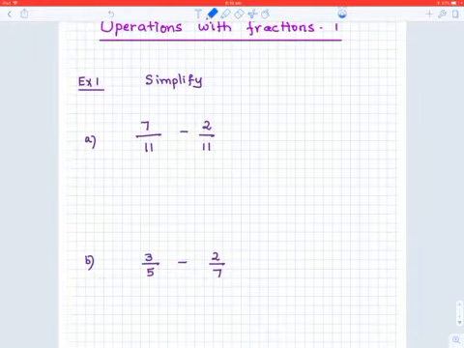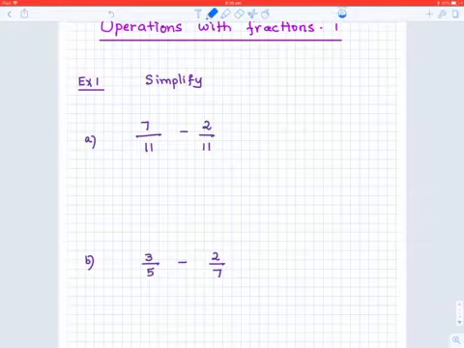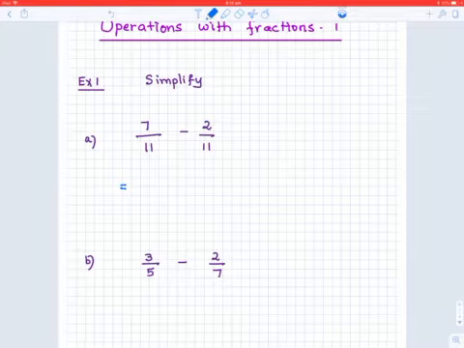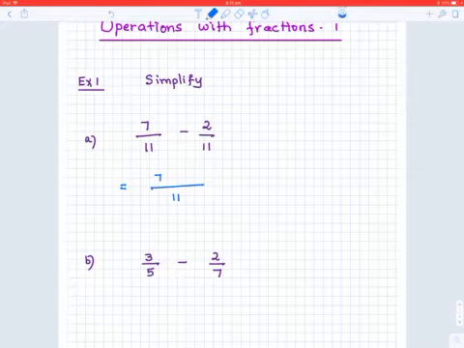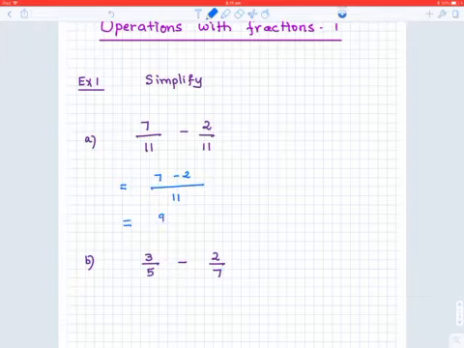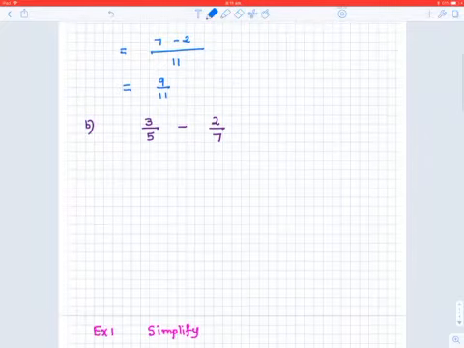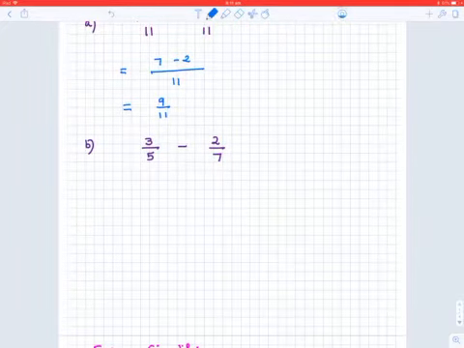Now, if I want to simplify 7/11 take away 2/11, this can be written as 5/11. How we do it is, because the denominators are the same, we write the denominator as 11, the common denominator. The numerator has 7 and then take away 2. So your answer is 5 over 11. This is straightforward because the denominators are the same.